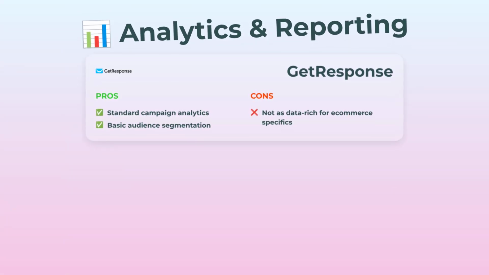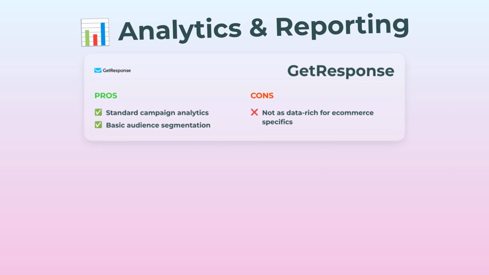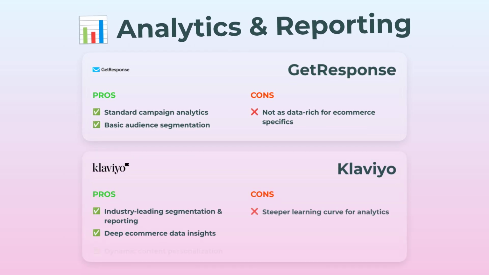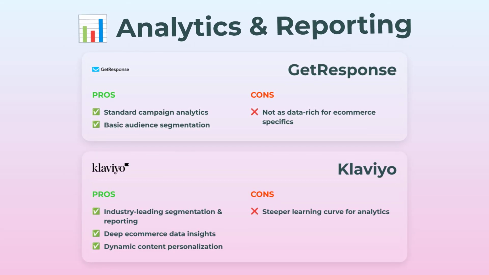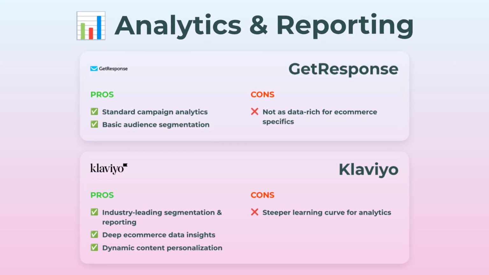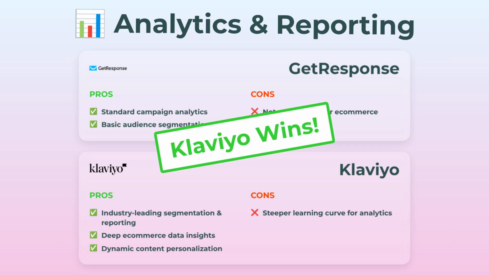Analytics and reporting, oh boy. So GetResponse gives you the standard stuff: campaign stats, basic audience breakdowns. It's enough for most, but honestly not super detailed. Klaviyo, though, if you're a stats freak or you live and breathe e-commerce numbers, this is your playground. You get industry-leading segmentation, reporting tools that dig into every sales metric, even dynamic personalization that pulls data from your store. Downside, it can feel a bit overwhelming at first. But if that's your vibe, Klaviyo just wins this category hands down.